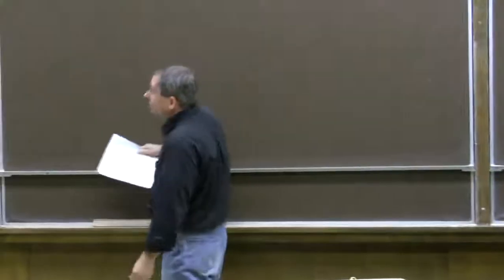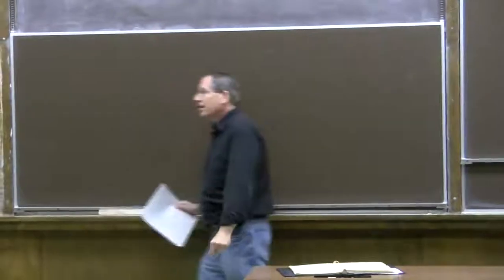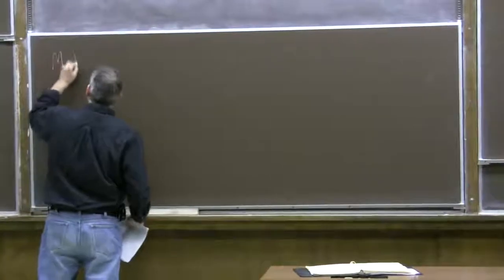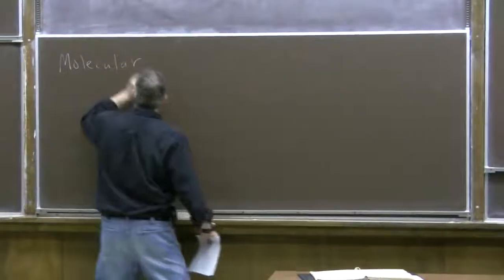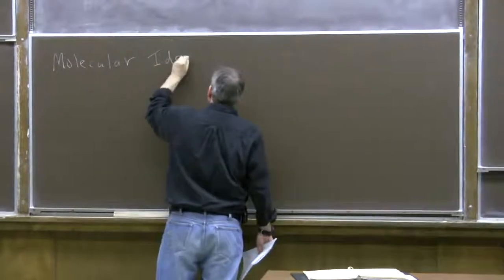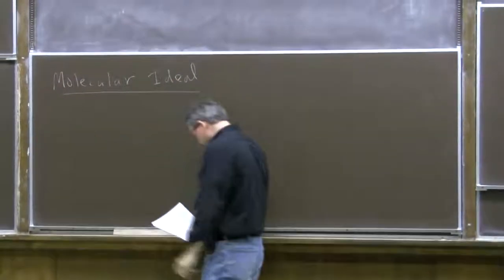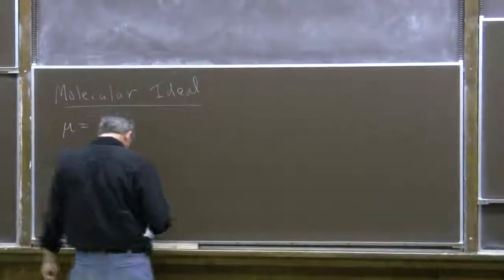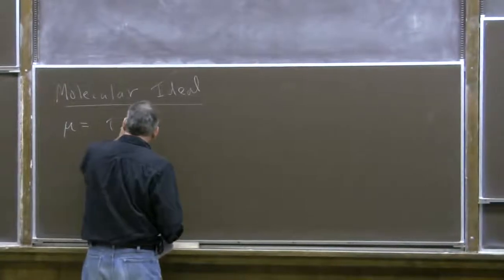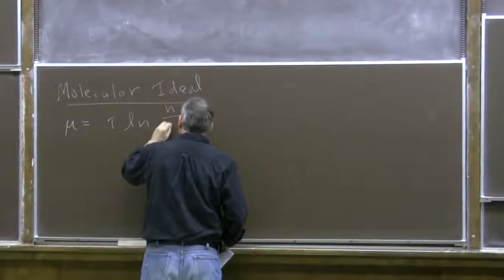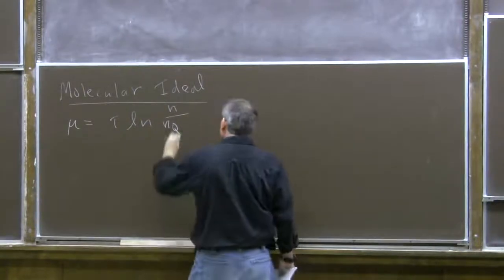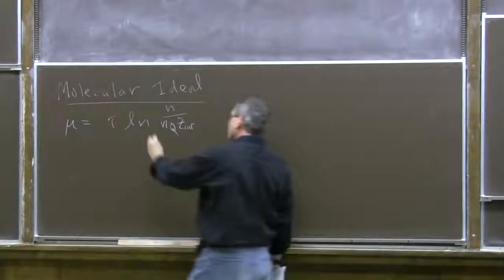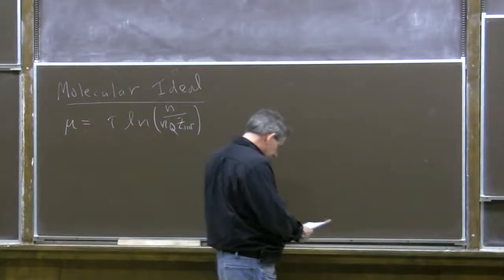Then we talked about the good old classical ideal gas yet again as an example. But in contrast to our earlier discussions, we considered it a molecular ideal gas where the molecule has internal degrees of freedom. And we saw in that case we can write the chemical potential as tau times the log of concentration divided by quantum concentration, which is what we had before, but with a new factor multiplying the quantum concentration, which I called the internal partition function.